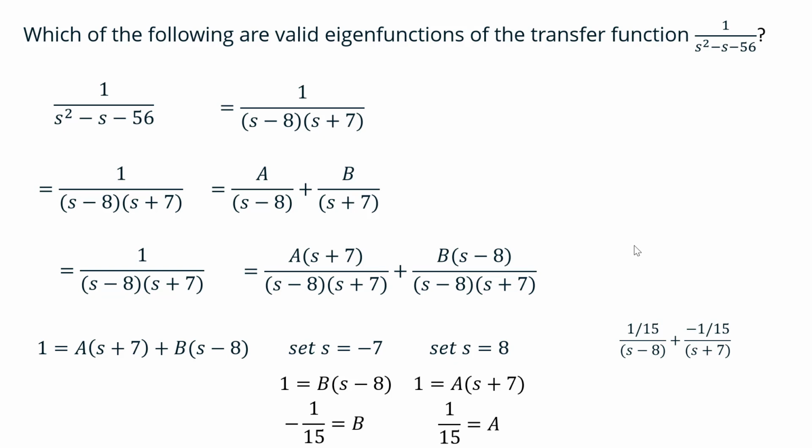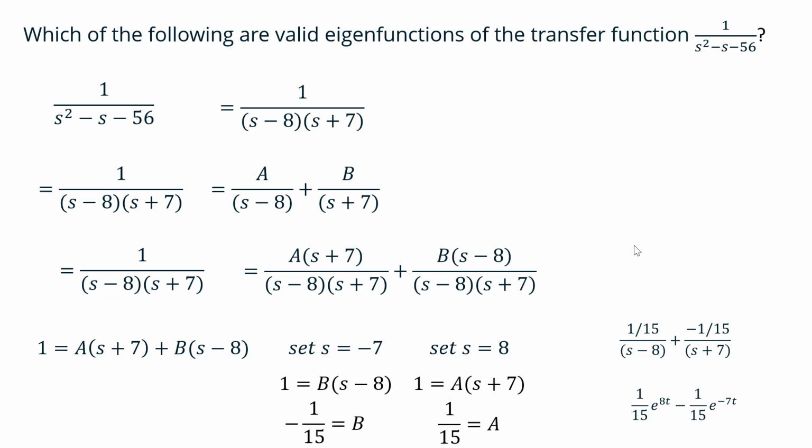The inverse Laplace transform of these are both exponentials. So in this case, we're now going from the S domain to the time domain. This comes just from a table. This is a table-based solution. You look at a table of inverse Laplace transforms, and this is one of the simplest ones in the table. So this is 1/15 times e to the 8t minus 1/15 times e to the -7t.